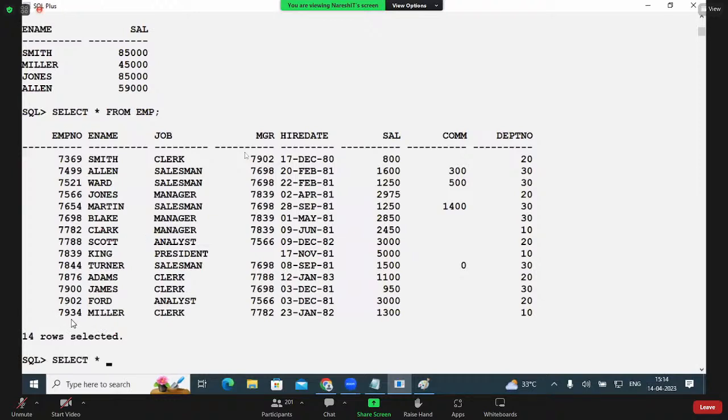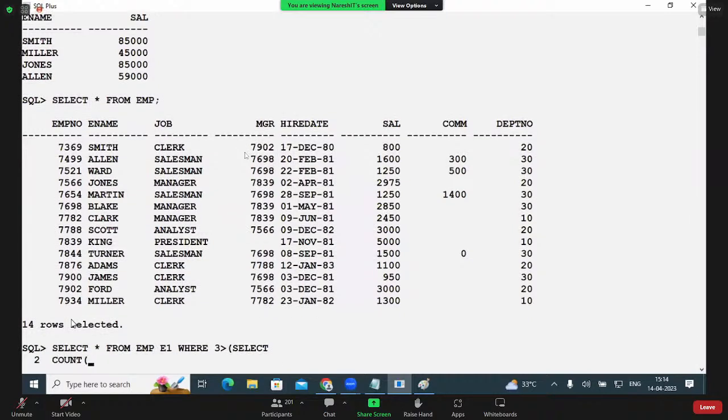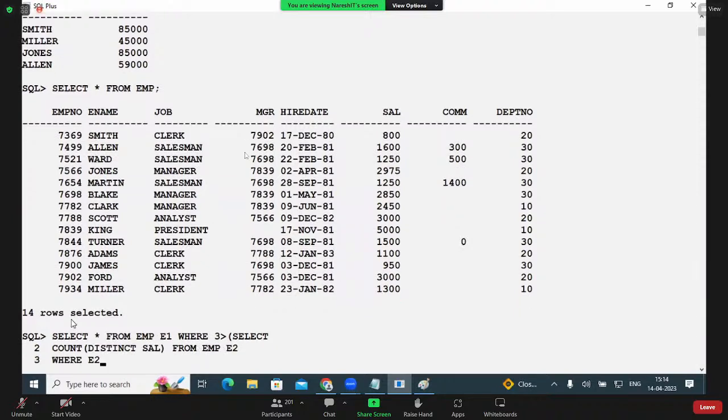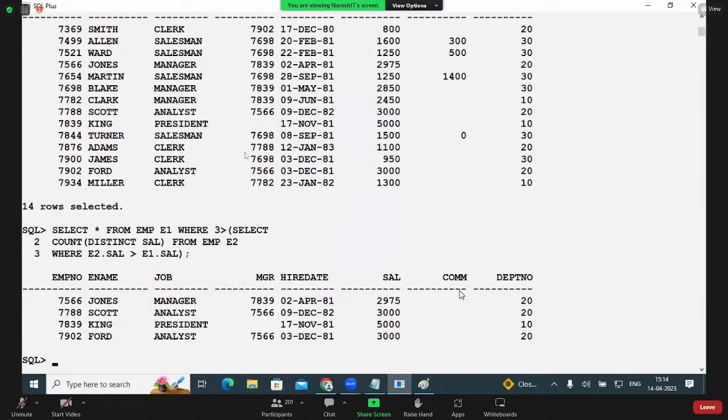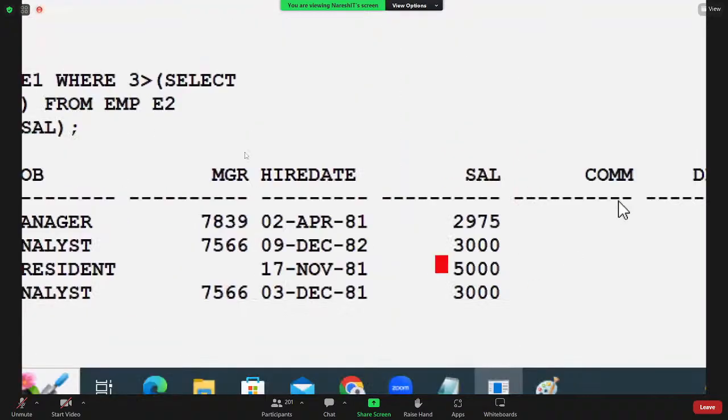How to write? Select star from EMP E1 where 3 is greater than of select count of distinct sal from EMP E2 where E2 dot salary is greater than E1 dot salary. Okay? Now you can see, got it? First highest salary, second highest salary, third highest salary. Okay, write down below.